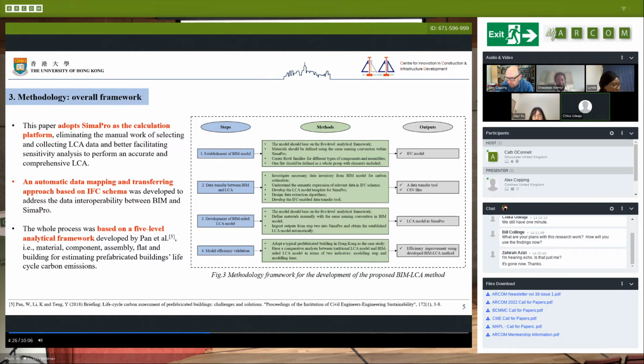This study was implemented through 4 steps. First, the establishment of the BIM model. Second, data transfer between BIM and LCA. Third, development of the BIM-aided LCA model. And finally, model efficiency validation. The whole process was based on a 5-level analytical framework for estimating prefabricated buildings' lifecycle carbon emissions, namely the material, component, assembly, flat, and building.